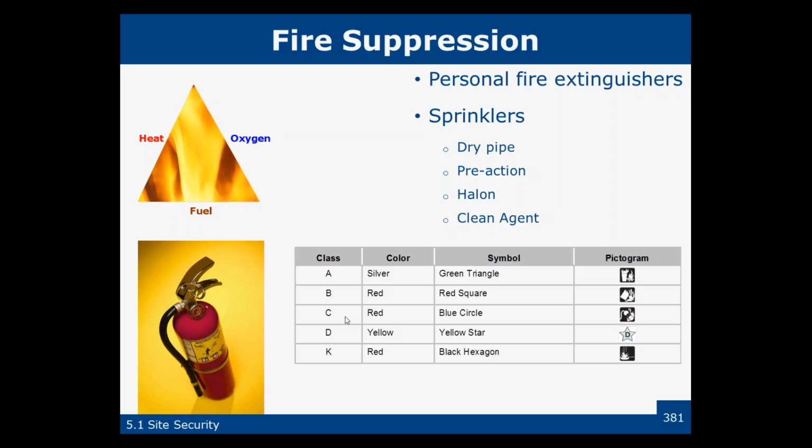We have Class D fires, which are going to be metal fires, combustible metal fires. The color of the extinguisher is yellow, and the symbol's a yellow star, and a good agent for that, or at least what I was always taught, a good agent for that's going to be sand. A Class K fire is flammable materials like cooking oils and fats. Again, the color of the extinguisher is going to be red, and it's going to be a black hexagon as the symbol on the red extinguisher.